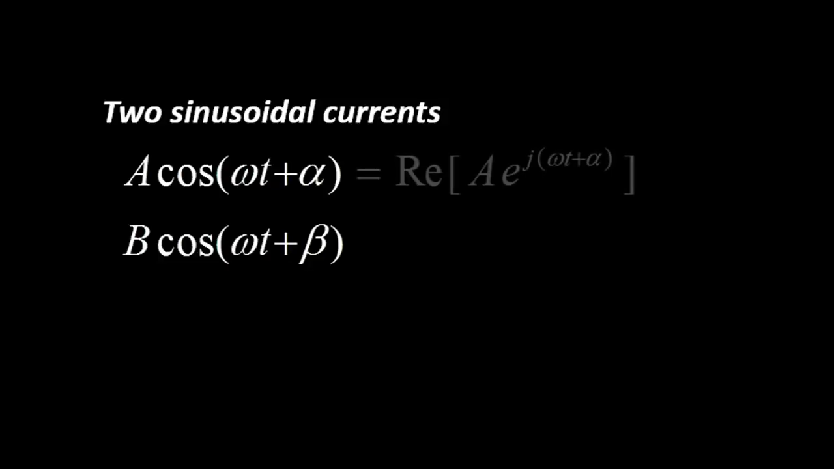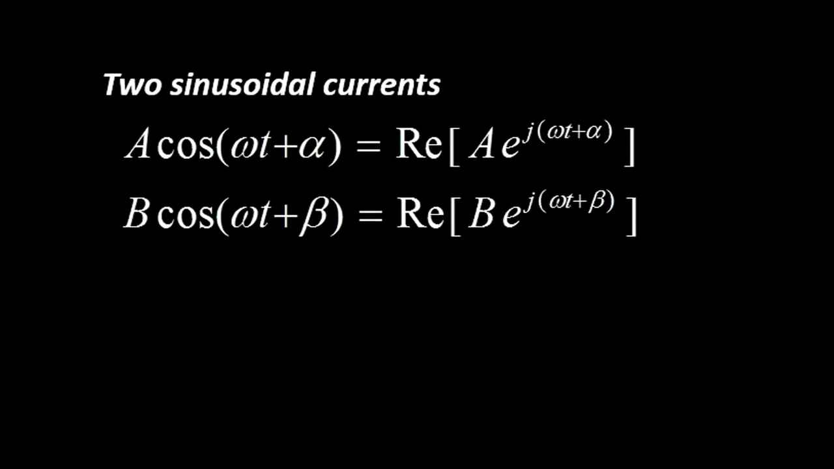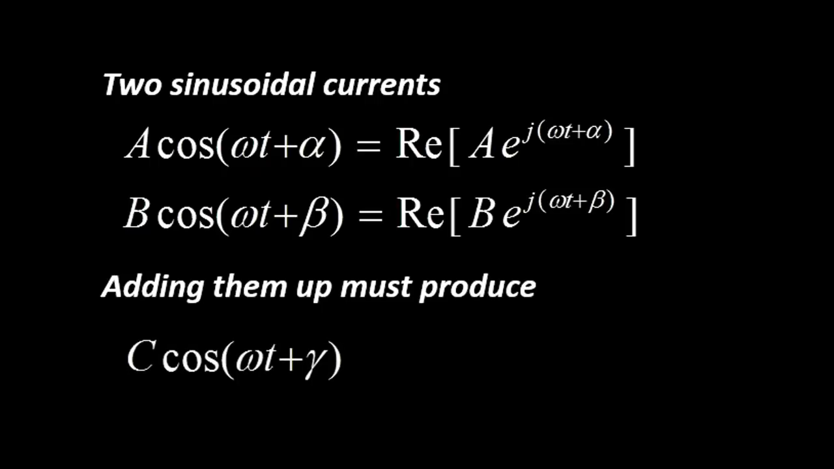What complex number? This one. Check it out: A multiplied by the Euler's number, and the second one can also be represented as a real part of this complex number. Now we know that the circuit is in AC steady state, which means that the sum of those two currents must also be another sinusoid with the same frequency omega, a different peak value c that we do not know, and a different phase gamma that we don't know either.